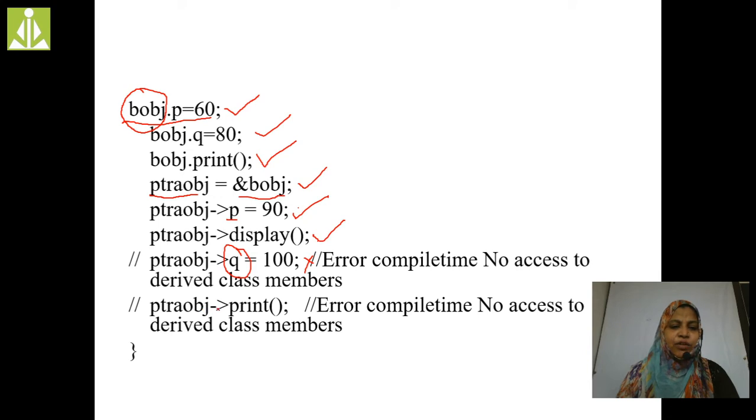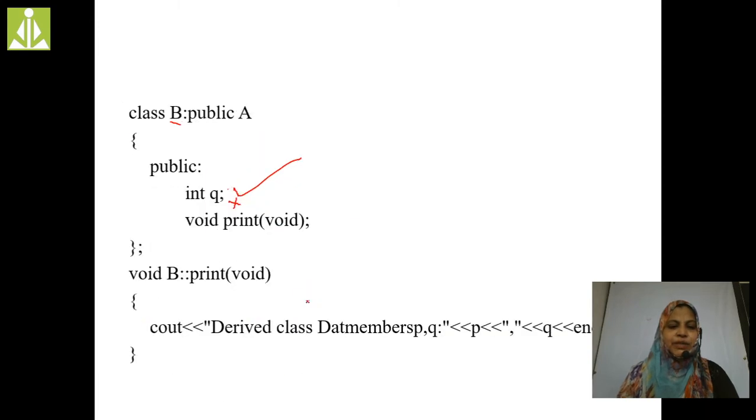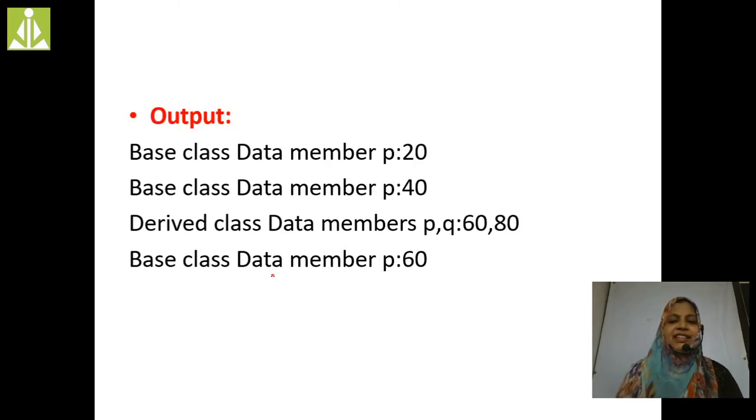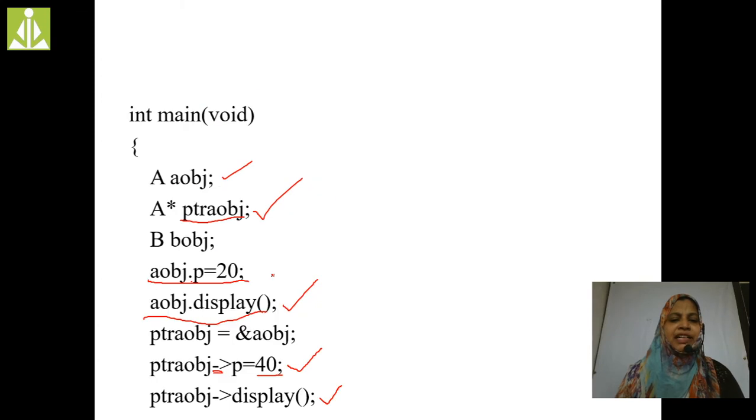See here, ptra->print, in this case also we are going to get the error. Why? Because this print is also a derived class method. So by using this pointer variable of the base class, we can't access the derived class members directly.